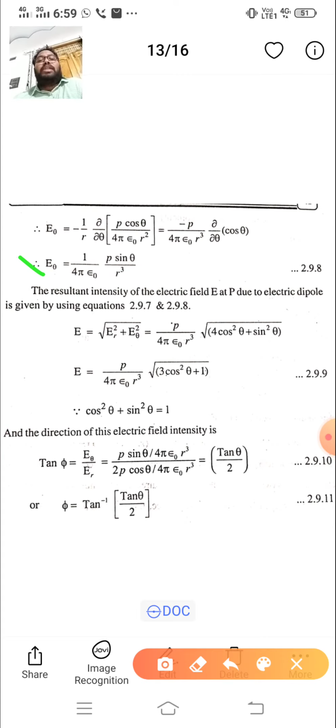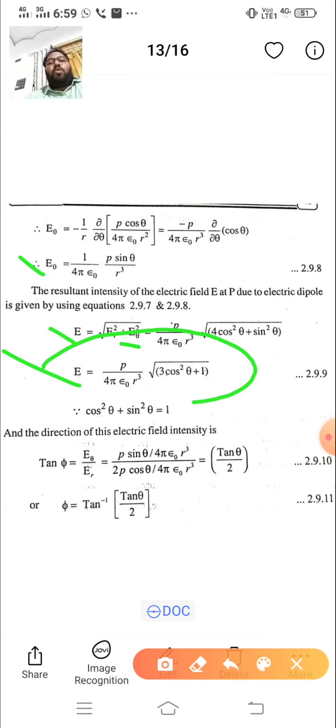Therefore, the resultant intensity of the electric field at point P can be written as the square root of Er square plus E theta square. Substituting the Er and E theta values, we get E equals P by 4 pi epsilon naught r cube into the square root of 3 cos square theta plus 1. Why? Because here, 4 cos square theta plus sin square theta.